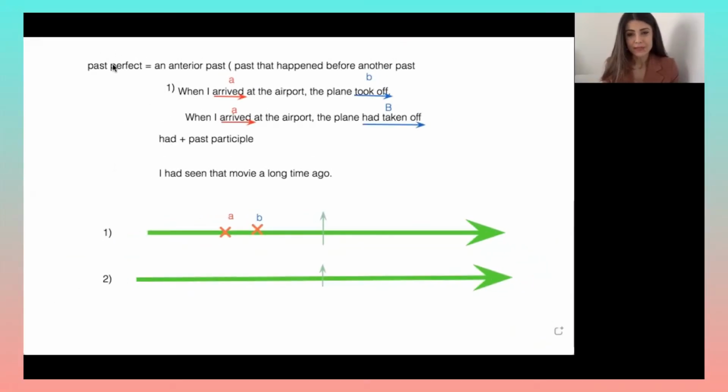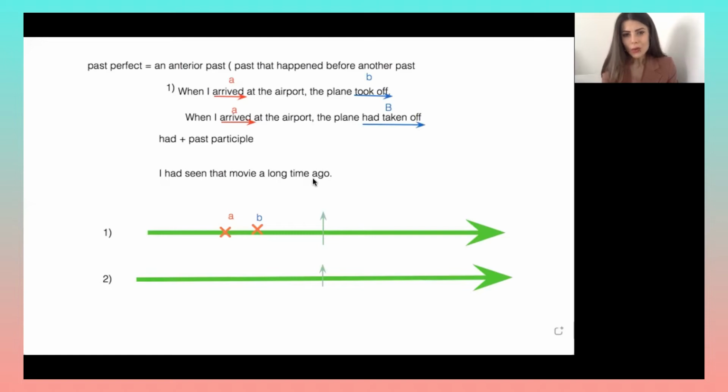Past perfect is formed in the following way. Had plus past participle. So past participle refers to verb 3. Okay, so see, saw, seen. And in this case, I made a sentence. I had seen that movie a long time ago.